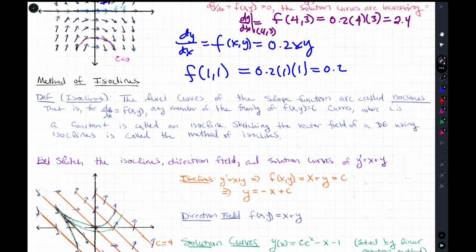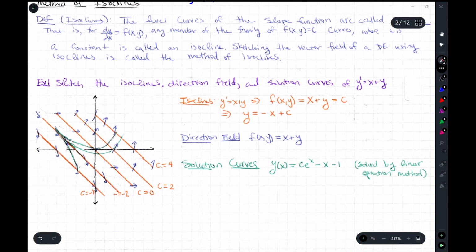And so what level curves are for functions of two variables are basically curves in the xy plane where that function's constant. Now, this function is what? It's the slope function. So what are we saying there? What is an isocline? An isocline is a curve in the xy plane where the slope is constant. If we draw the different curves, the different isoclines where the slope is constant, then we could get a methodical way of drawing this direction field.